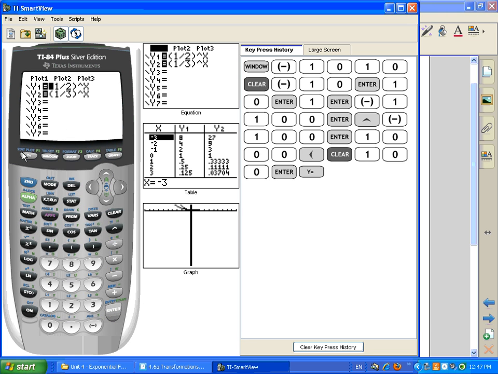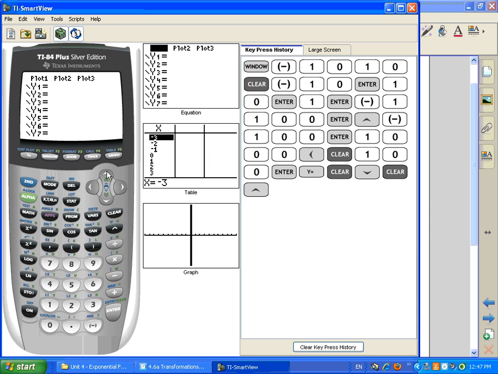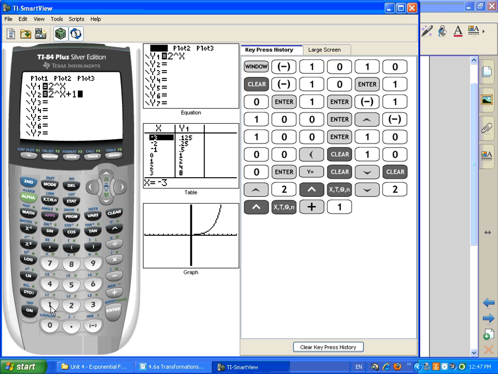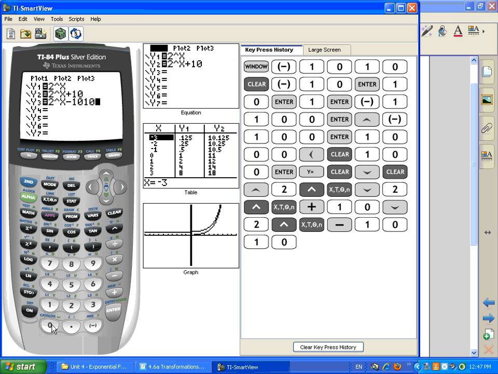All right, let's go to the equations, clear them out because we're just finishing them from last page. So let's put in 2 to the x for our first one. And then for the second, 2 to the x, and we're going to add 10. And then the third one is 2 to the x, and then we're going to subtract 10. I think my computer's delayed a bit. Sorry, guys. Let's try that again. 2 to the x, subtract 10.